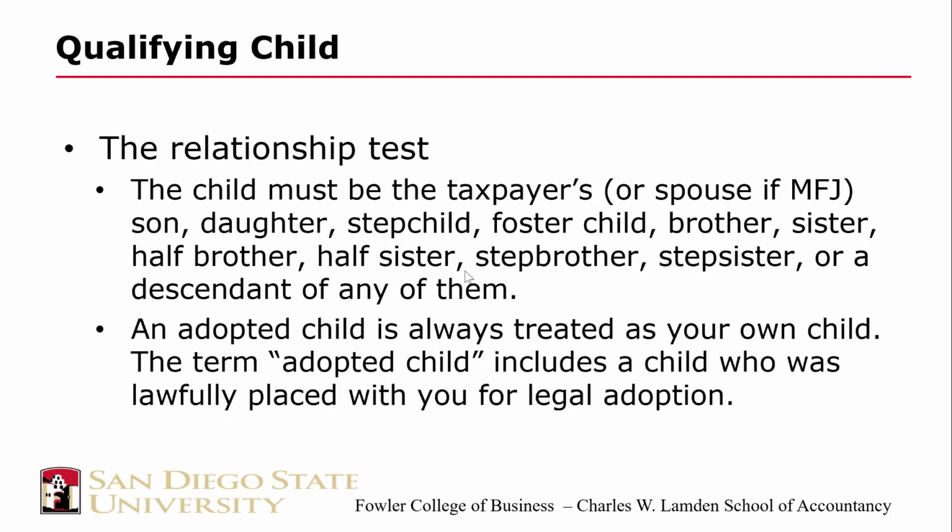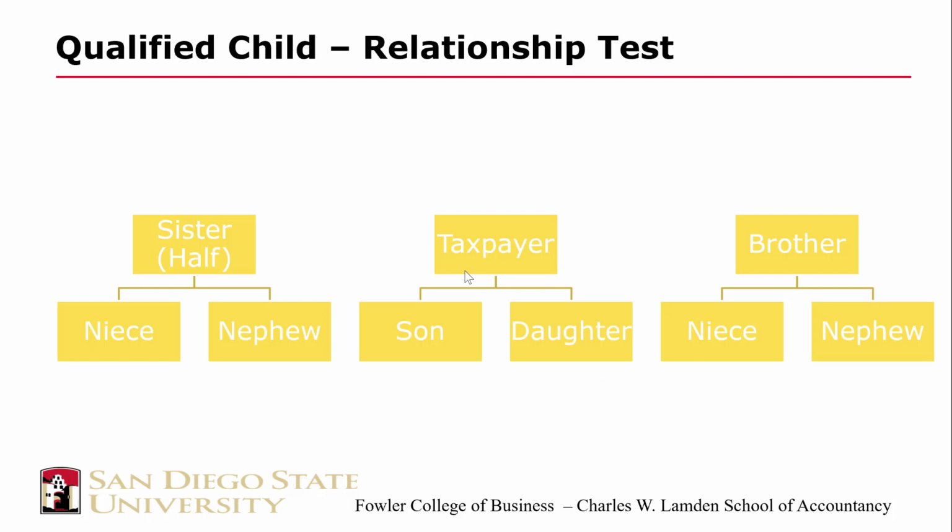An adopted child is always treated as your own child, and that includes a child who was lawfully placed with you for legal adoption. So the law has placed them with you, the adoption papers aren't quite signed yet, and you can go ahead and claim the adopted child as a dependent. We'll see when we get to the adoption credit that there's a pretty generous tax code provision for adopting children. So there are ways to make that financially viable, as opposed to birthing your own children.